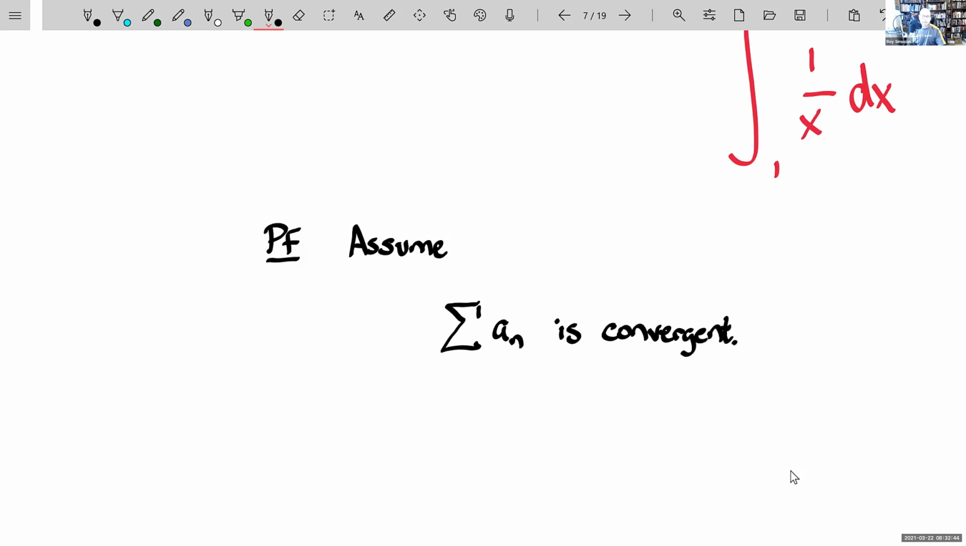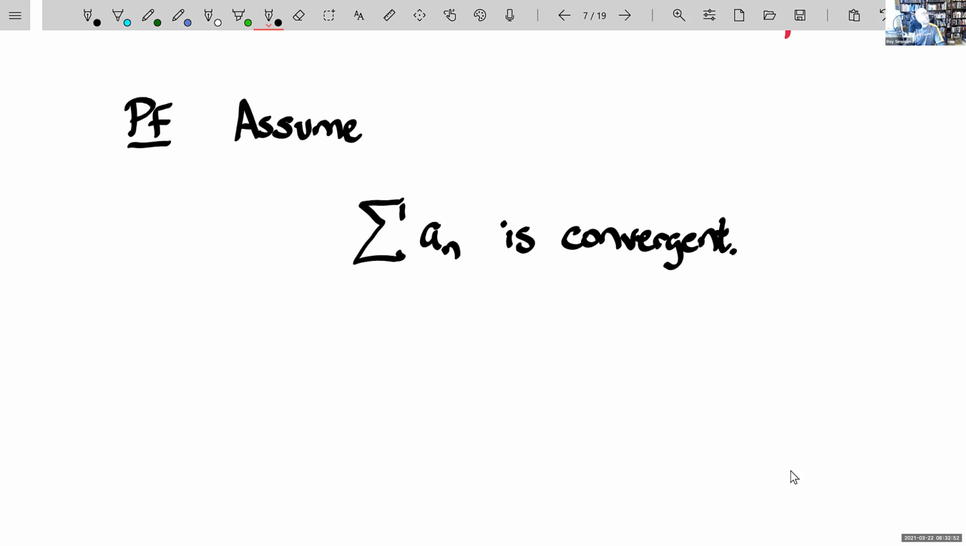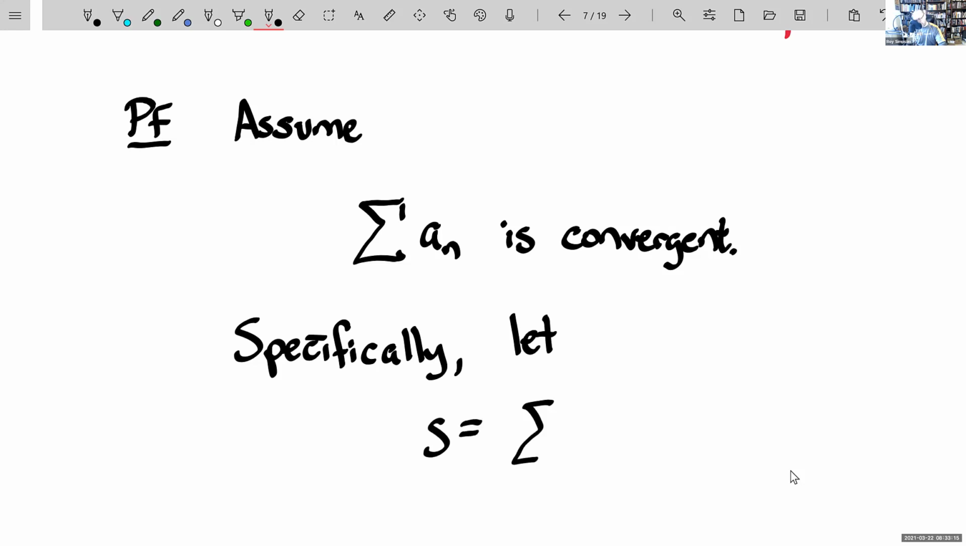Now, for the purposes of this proof, it's going to be very helpful to go ahead and label that. So we're going to say, what's a good word for that? Maybe I shouldn't say let. We'll just say suppose. No, I guess let. Let S equal the summation, and I'll go ahead and just say i equals 1 to infinity of a sub i.